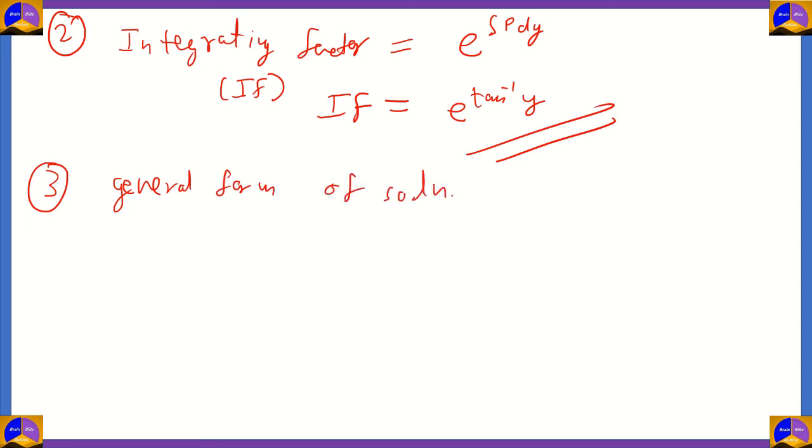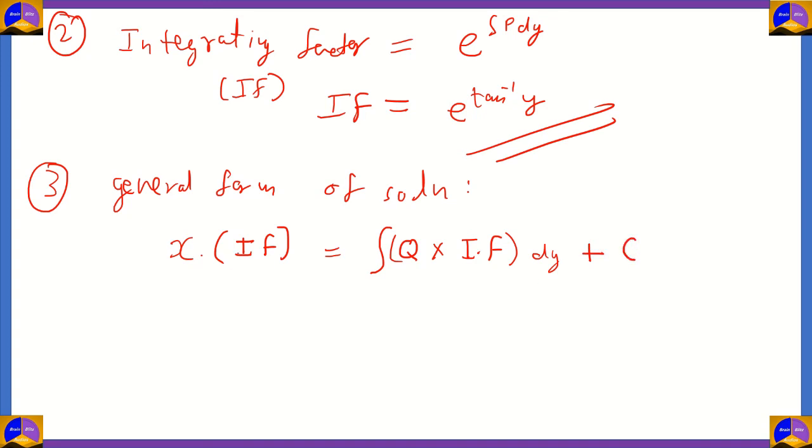The general form of the solution to a differential equation of our type is x times the integrating factor, which is in terms of y, and the right hand side will be an integral of q, which is in terms of y, times the integrating factor, which is again in terms of y, written in terms of dy, and then plus c.